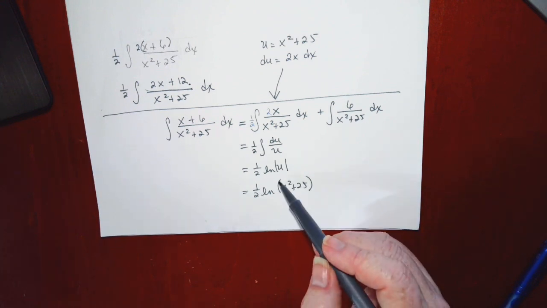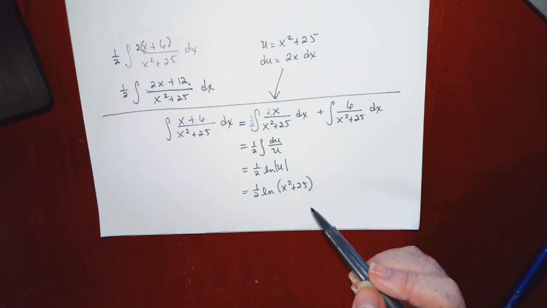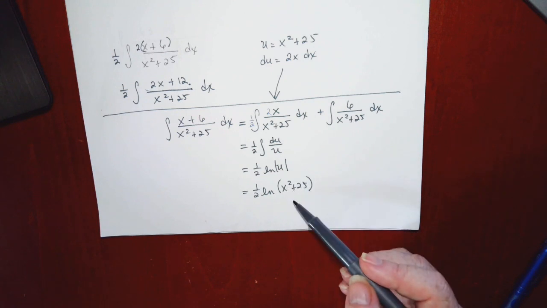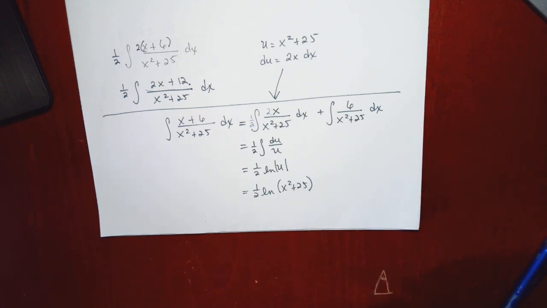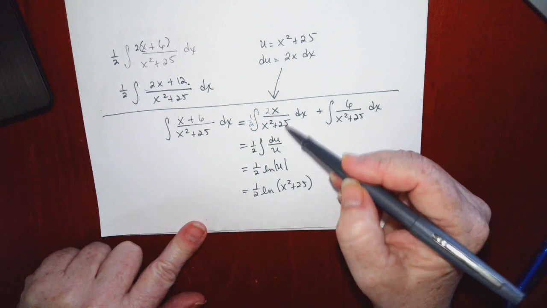Now I personally don't mind if you just leave them on there, but they will simplify them away if they ask you to simplify, if the argument of the logarithm is already positive. So are we good with this part?